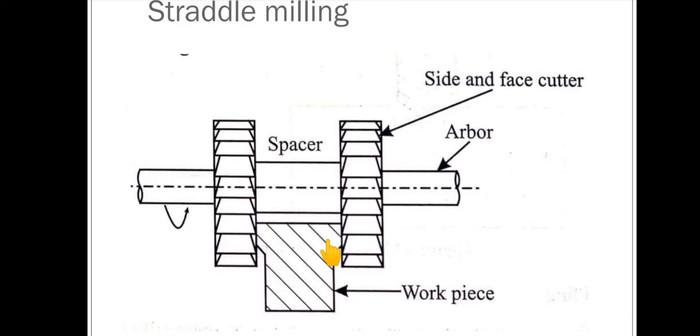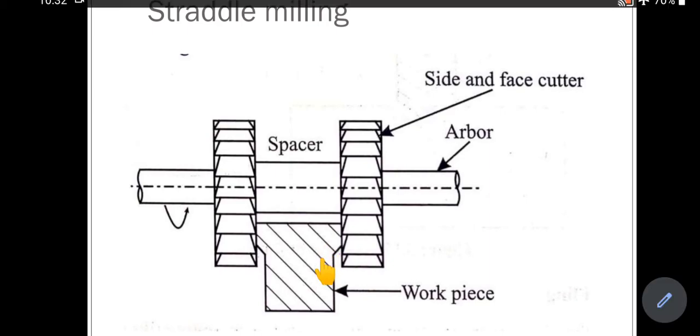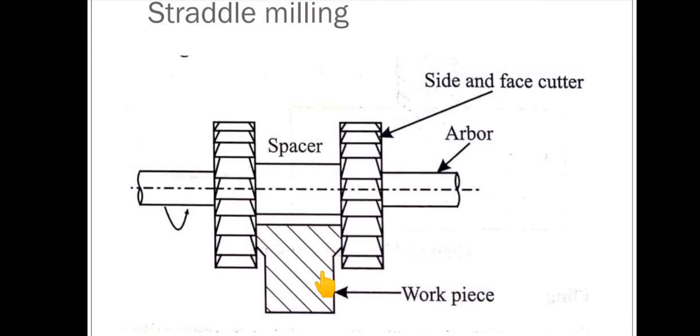Suppose I want a workpiece where both sides should be parallel. So what can I do? I can do it with only a single cutter. First I will do the first face, this right hand face. Then I will reverse this workpiece. Then I can go for the second face.